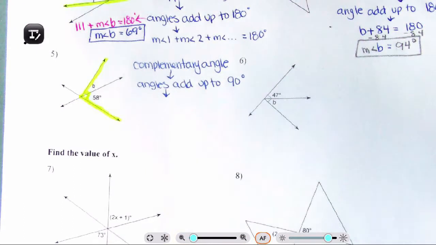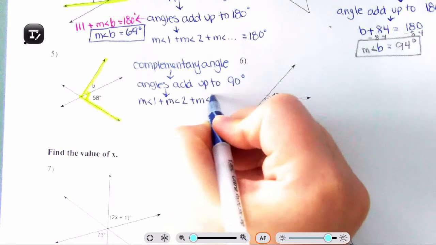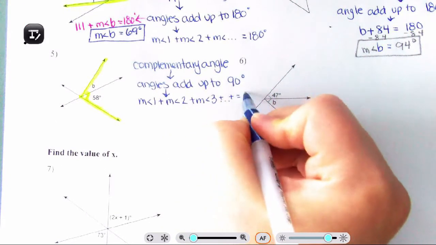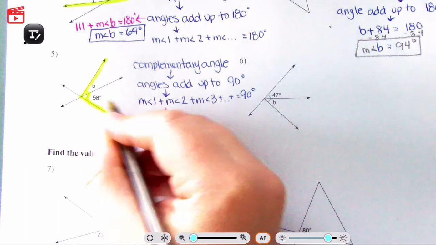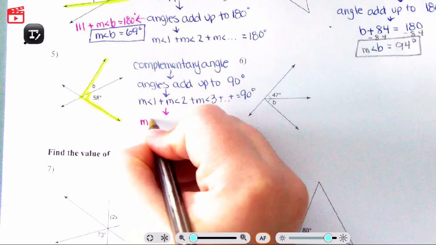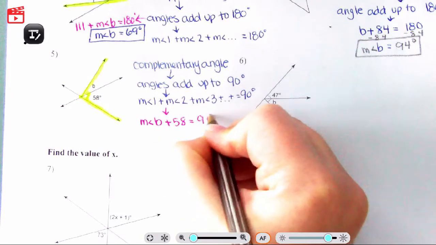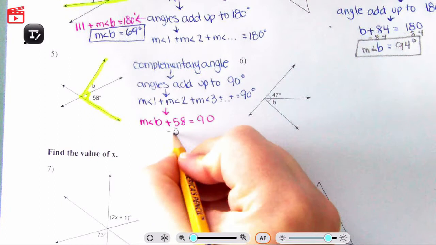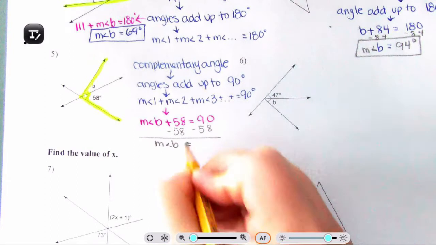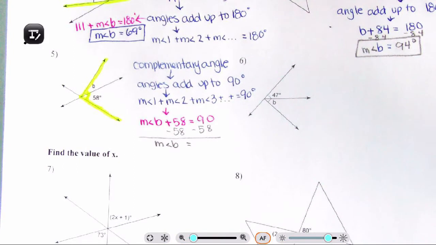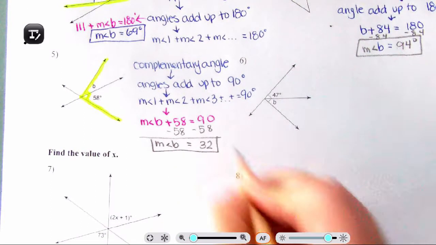That means it doesn't matter how many angles you have, you're always going to equal 90. In our example, we have 2. We have the measurement of angle B plus 58 degrees is equal to 90. How do we deal with that? We subtract 58 from both sides. So the measurement of angle B is equal to 90 minus 58, and that is 32. So the measurement of angle B is 32.